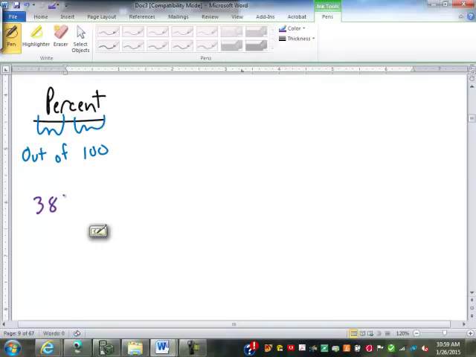So 38% means 38 out of 100. In fact, it's that easy to turn a percent into a fraction. 38%, 38 out of 100. It's there. Now we wouldn't leave it like that. What would we want to do with that? Reduce it. Both of those can be divided by 2. That gives us 19/50ths.